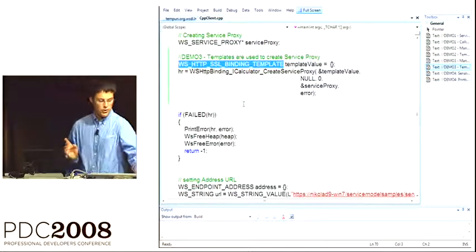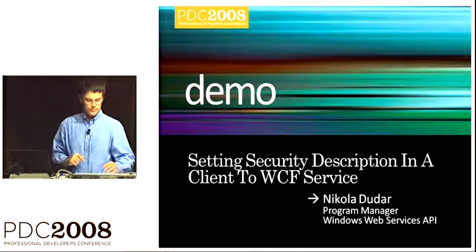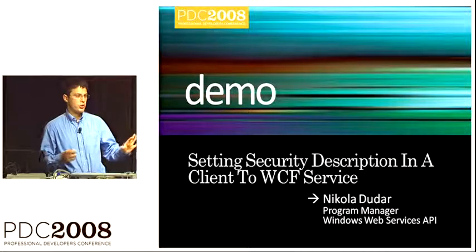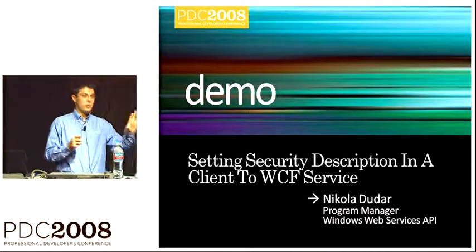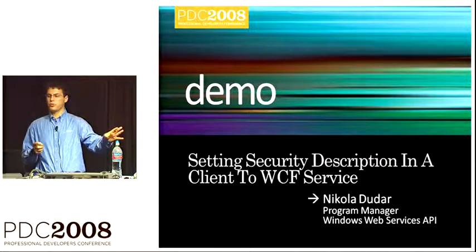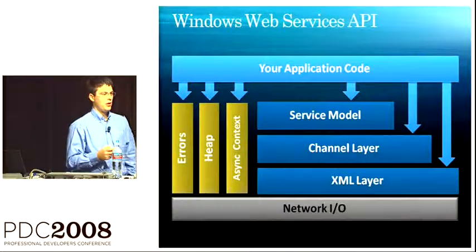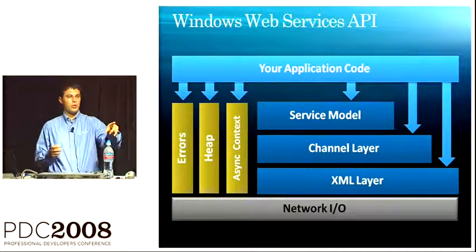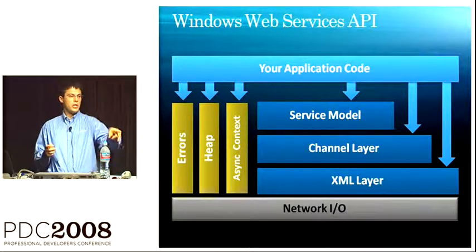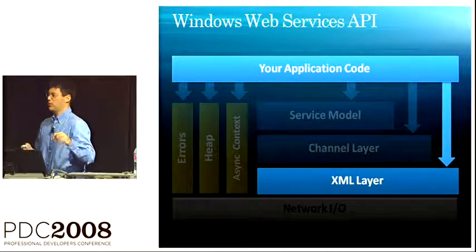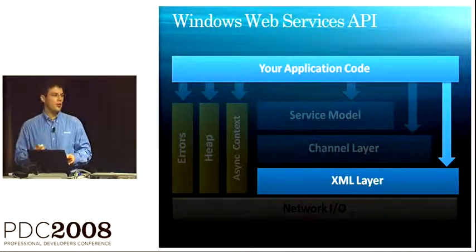Okay, let's go back to the next part. So I showed you the security description. Again, this is the element of the channel layer that you can use from the service proxy, from the service model layer. Okay, so we talked about service model. We'll talk about channel layer, XML layer, last layer on the slide. Why do we need XML layer? It's like everything is working.